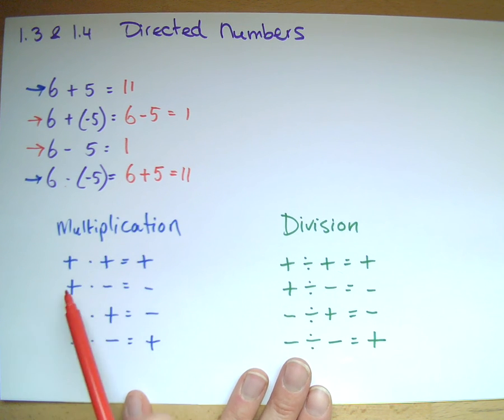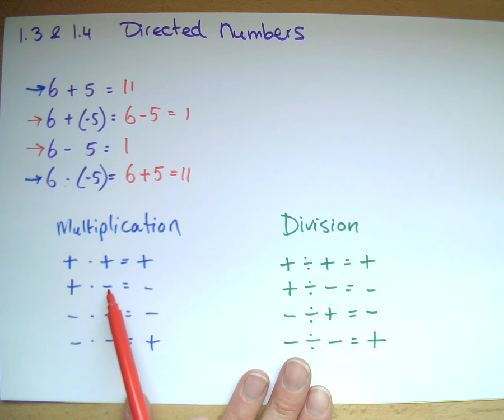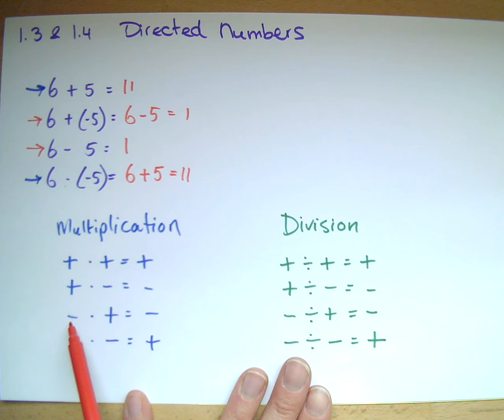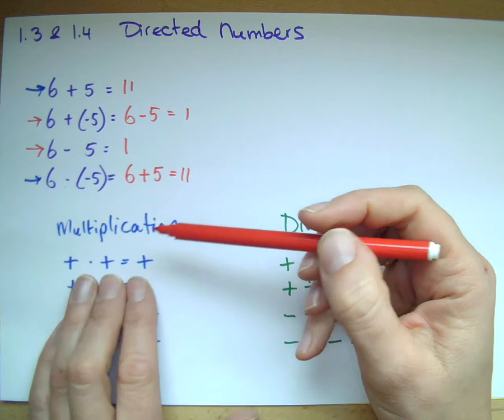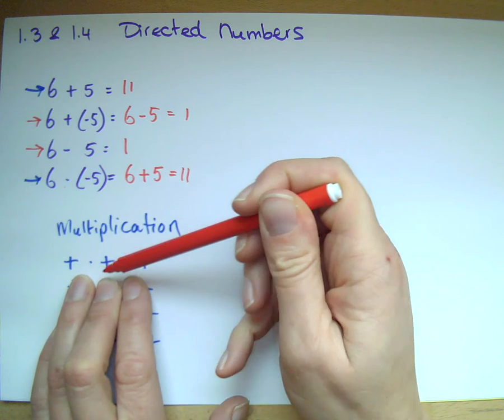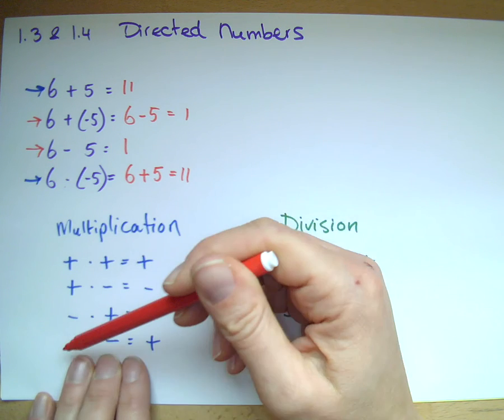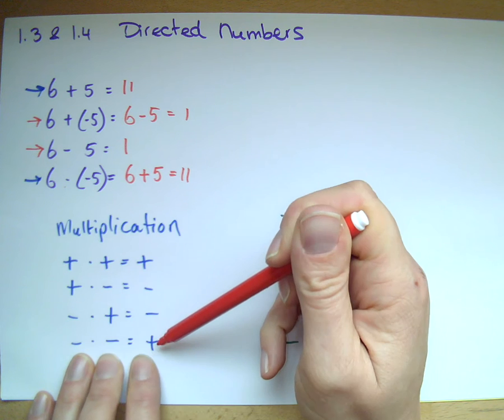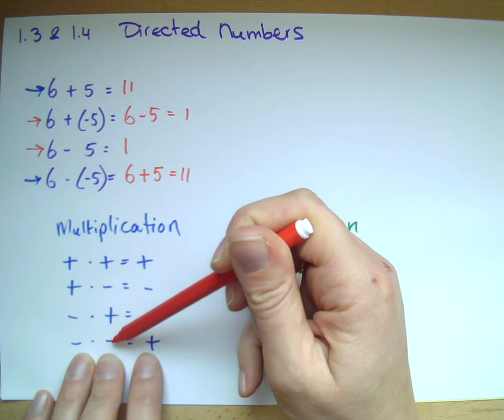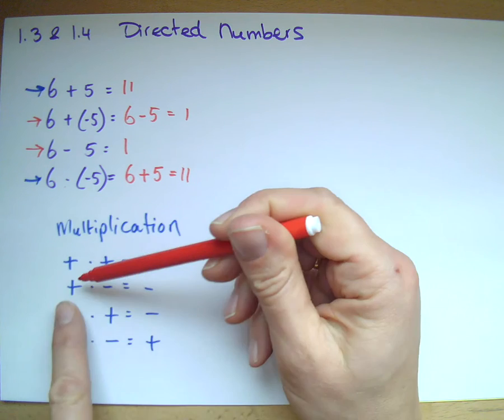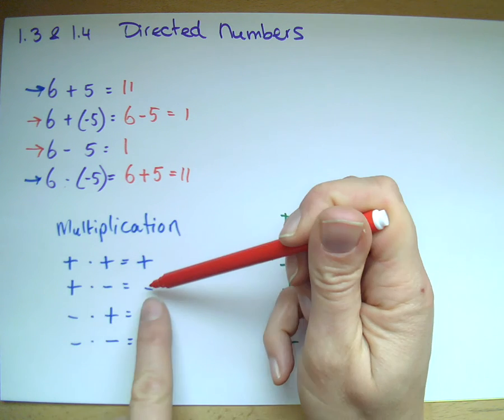Okay, with multiplication, if you multiply a positive number by a positive, you're going to get a positive number. If you're multiplying any positive number by a negative number, you'll get a negative answer. If you're multiplying a negative number by a positive number, you'll get a negative. If you're multiplying a negative by a negative, you'll get a positive. We don't care what kind of numbers, this is always true. So if these two signs are the same, you'll get a positive answer. If the signs are different, you'll get a negative answer.